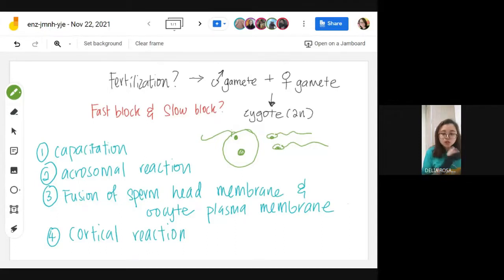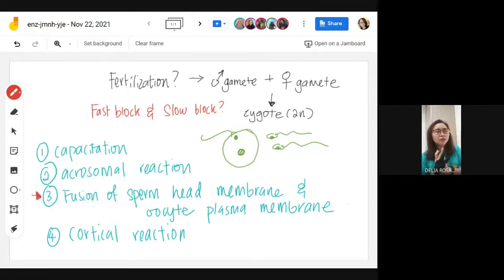Okay, so since nobody answered anything about fast block and slow block, I'm just going to go ahead and say fast block adalah fungsi dia untuk mengelakkan sperm lain masuk. Slow block sama juga fungsi dia untuk mengelakkan sperm lain masuk. Fast block adalah pada sini, di stage number 3. The fusion of sperm head membrane and oocyte plasma membrane. During the third stage, remember there is depolarization of plasma membrane of the oocyte.